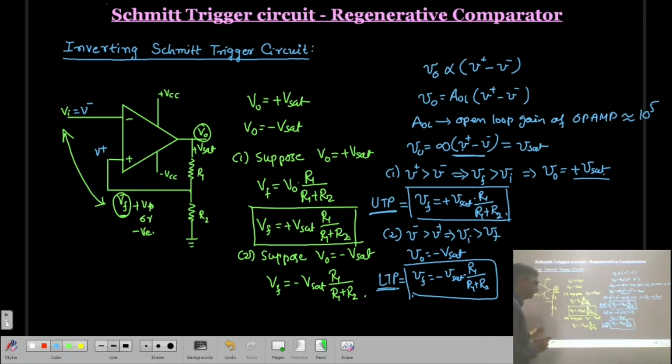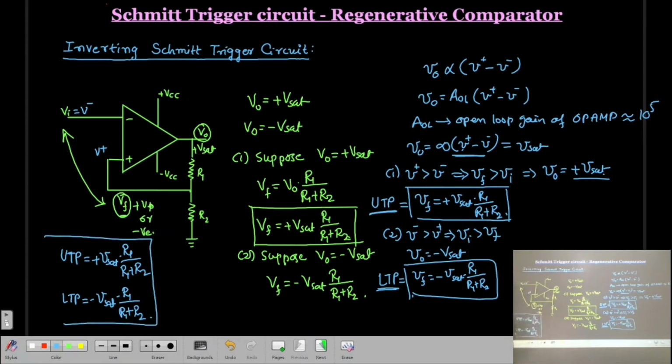So here I will write these two expressions, and then we will see the behavior of the circuit. My first trigger point is the UTP, and that is represented as V saturation into R1 divided by R1 plus R2. The other trigger point is the LTP, that is minus V saturation into R1 divided by R1 plus R2. These are the two important points.